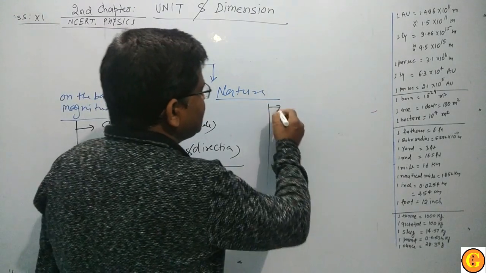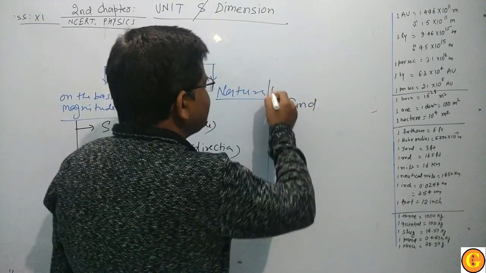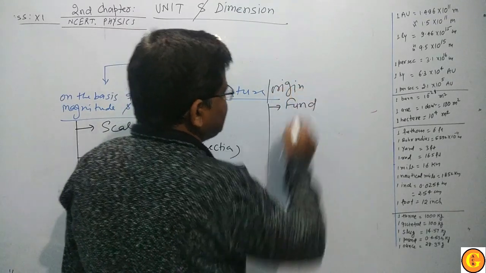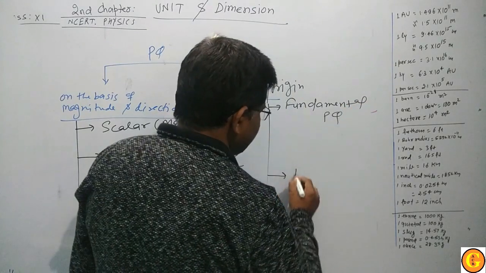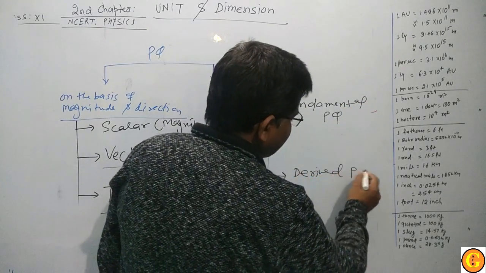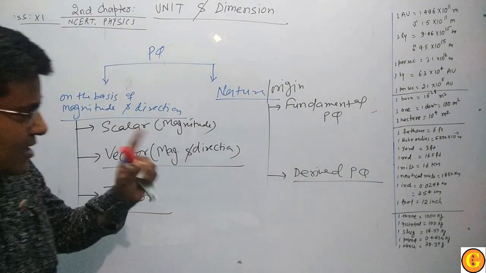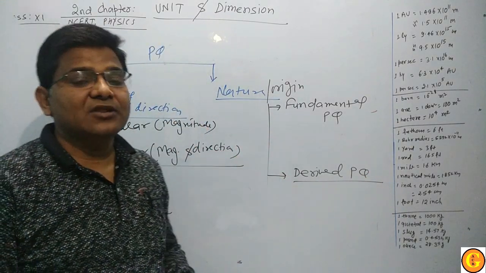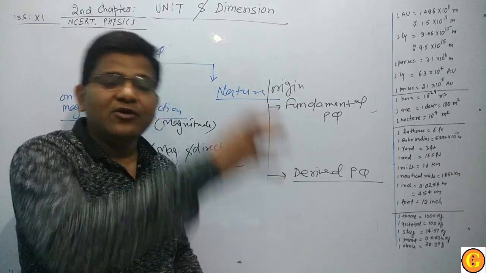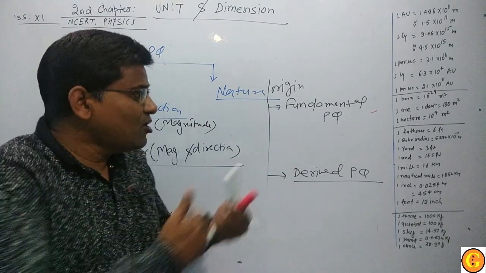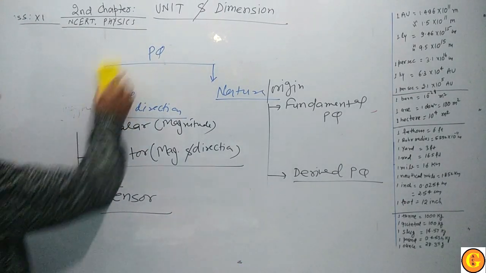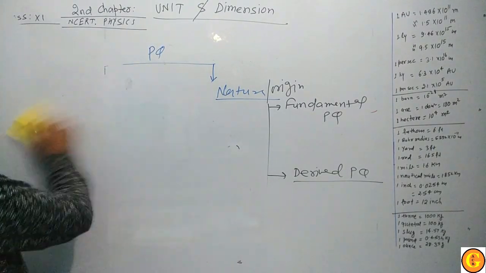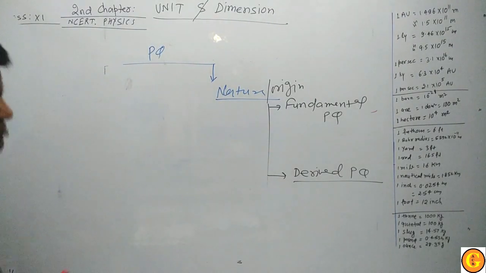On the basis of nature, there are two types. Somewhere it is also called on the basis of origin. The first is fundamental physical quantity, and the second is derived physical quantity. Fundamental physical quantities are those which are independent of other physical quantities, which do not depend upon any other physical quantity.